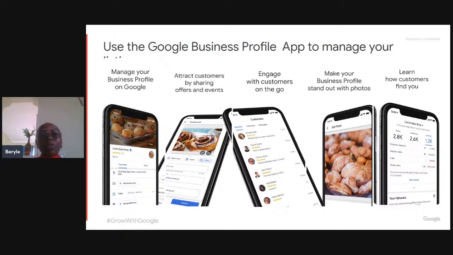Engage with customers on the go. You can also make your business profile stand out with photos. Learn how your customers find you with insights. I did talk about insights. The Google Business Profile app is more or less just like the Google Business Profile tool, but the app is installed on your phone. If you want to access it, just go to Play Store and download it. If you're using an iPhone, you can go to the Apple Store and download it.